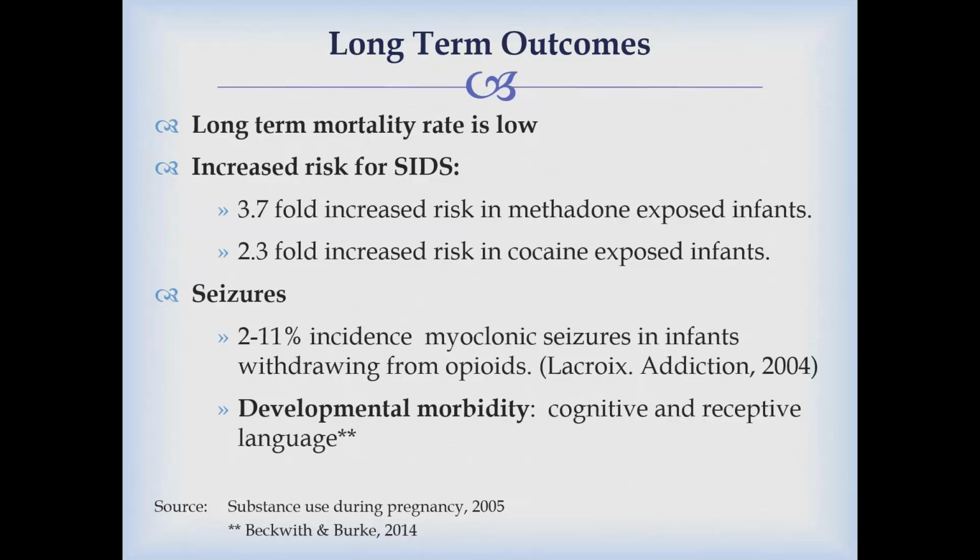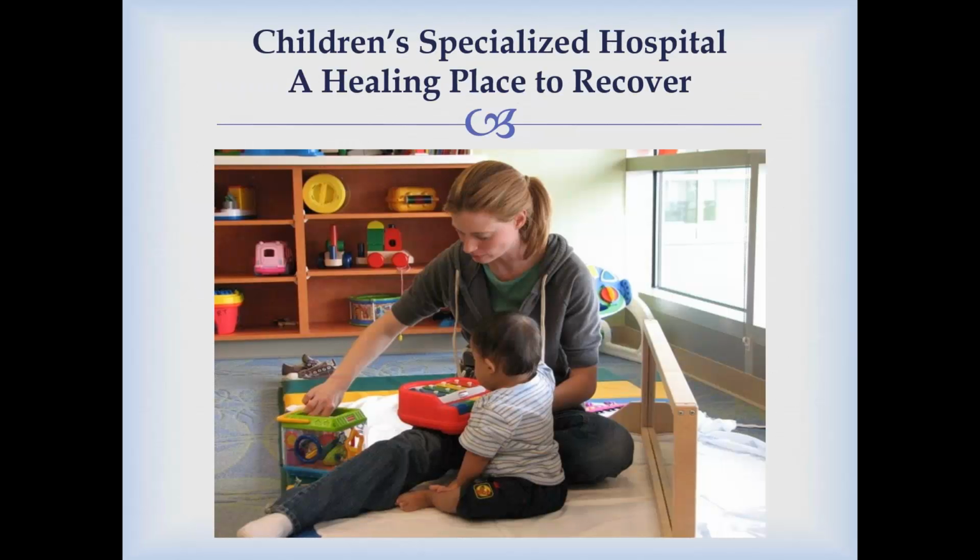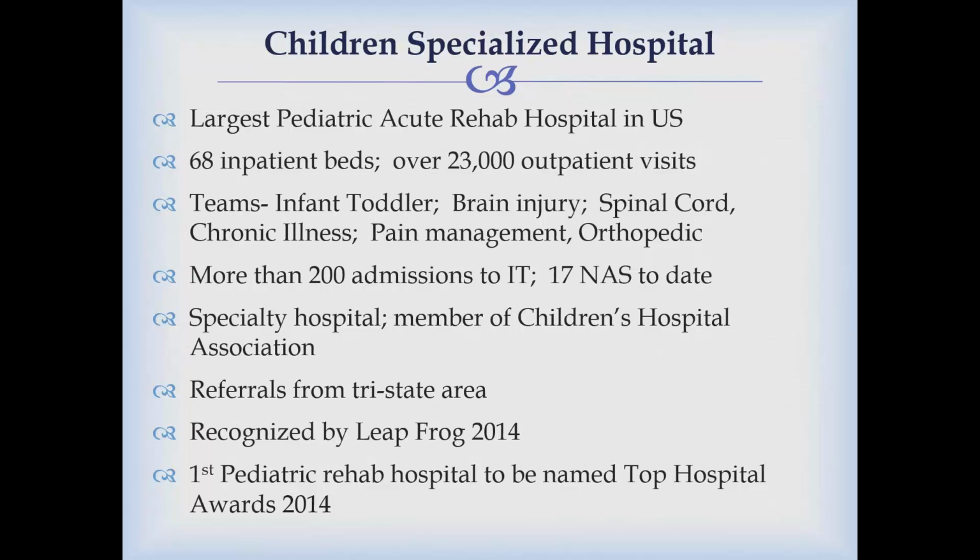So I wanted to share with the audience a little bit about our program here at Children's Specialized Hospital. It's a little different in that we are not an acute care hospital. We're an acute pediatric rehab hospital. Children's Specialized Hospital is the largest pediatric acute rehab hospital in the United States. We're a 68-bed inpatient hospital. 34 of those beds are dedicated to infants.